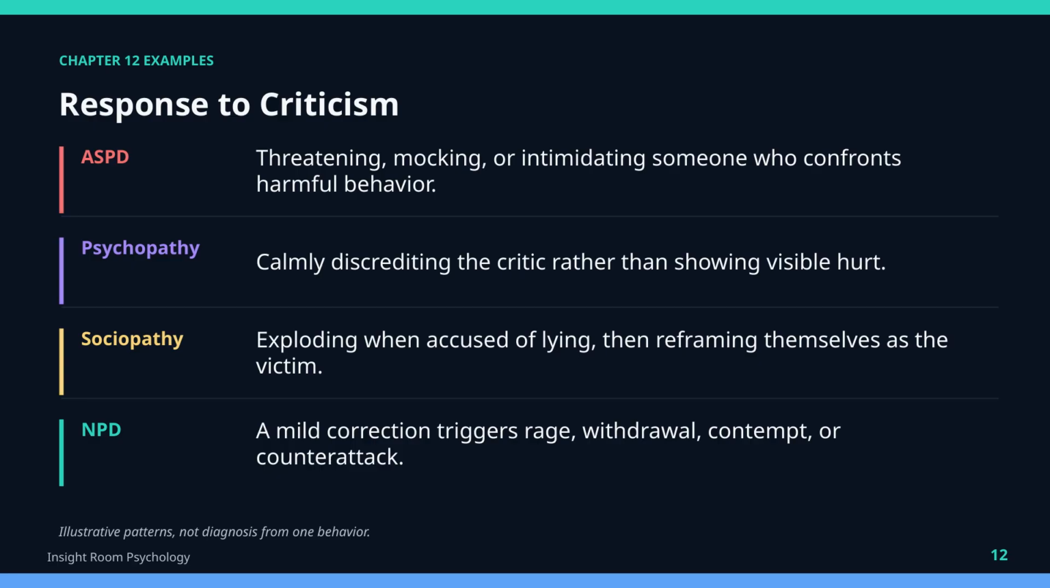With NPD, criticism is often especially activating because it threatens self-image. The person may experience criticism as humiliation, rejection, disrespect, or exposure. For example, a mild correction may lead to rage, withdrawal, contempt, defensiveness, or counterattack. The reaction may seem disproportionate because the criticism is not experienced as information, it is experienced as injury. So, ASPD may respond with aggression or disregard. Psychopathy may respond with cold strategy. Sociopathy is often used for explosive defensiveness. NPD is especially sensitive to criticism because criticism threatens self-esteem and status.